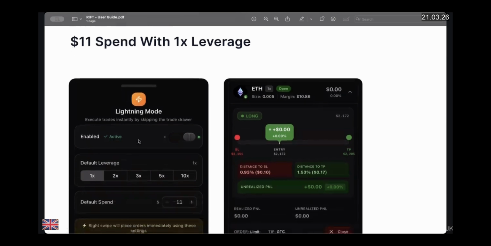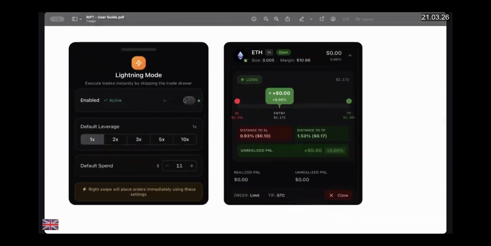So when you customize lightning mode, when you turn lightning mode on and you have a default leverage value or limit, and on that limit there's a default spend with which you are ready to spend for every single trade that you execute.